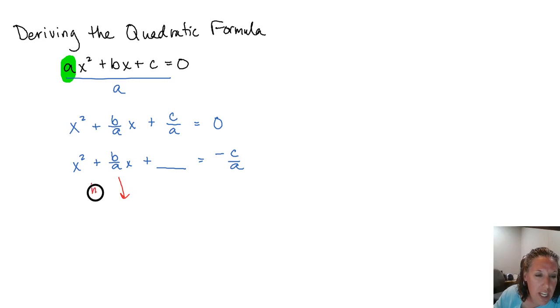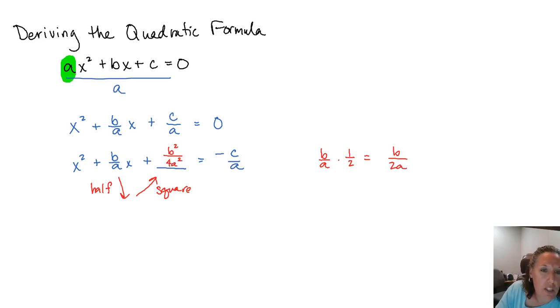To complete the square, we're going to take half of that middle term and then square it. So half of b over a, we've got b over a, and half of that is going to be b over 2a. And then when we square that, we're going to get b squared over 2a squared, which is 4 times a squared. And we're going to add that to both sides. So b squared over 4a squared. When we take half of that, we've got b over 2a.